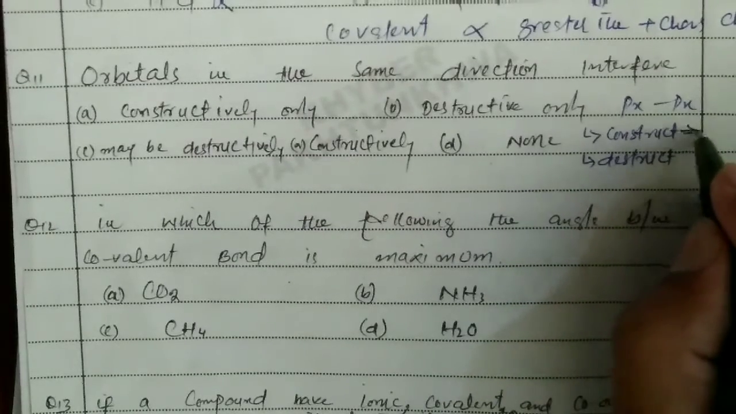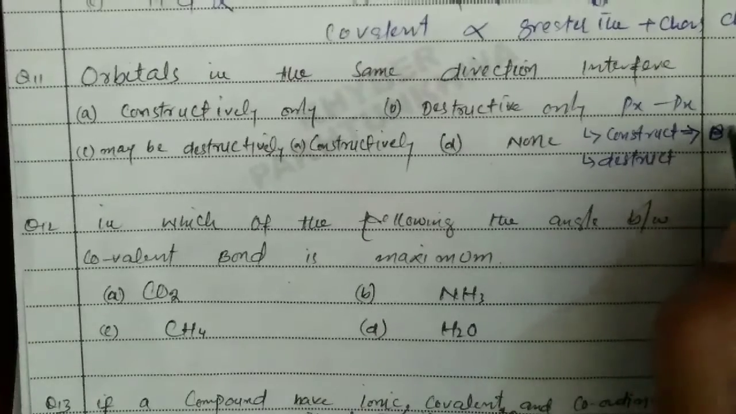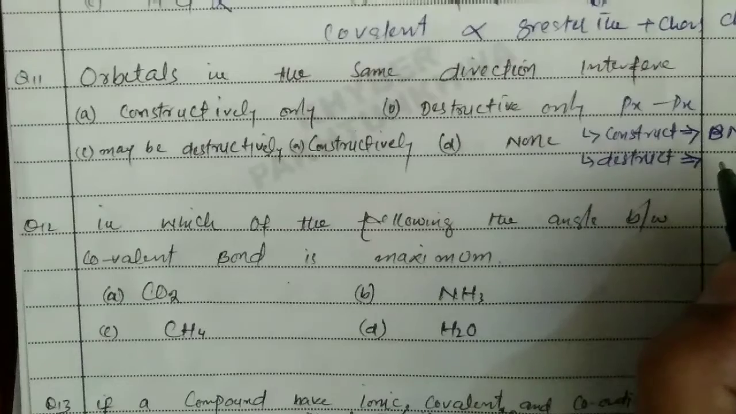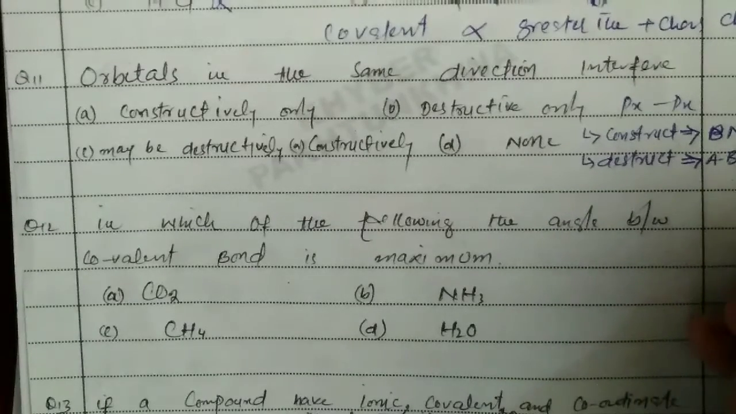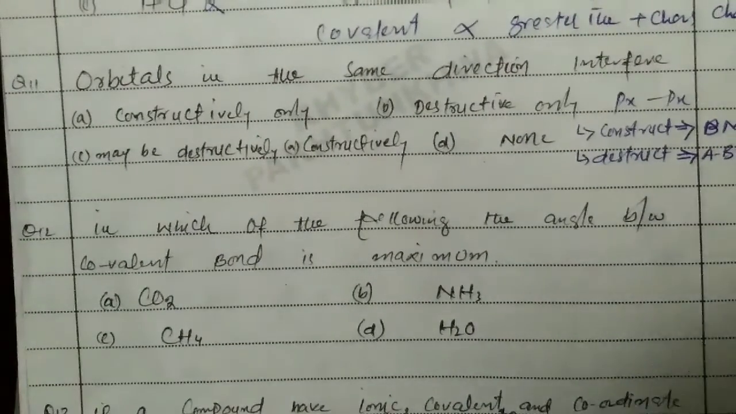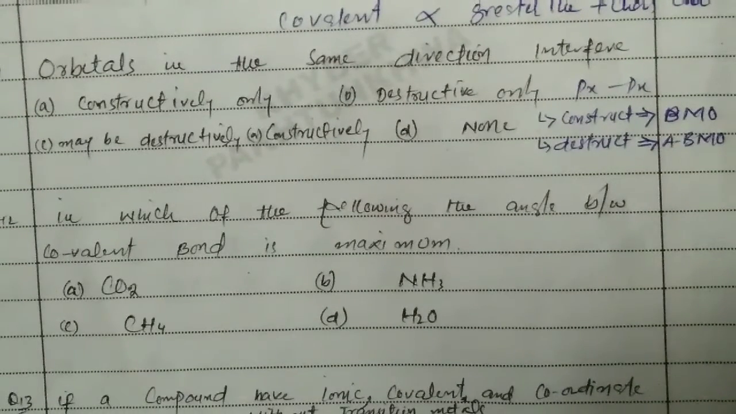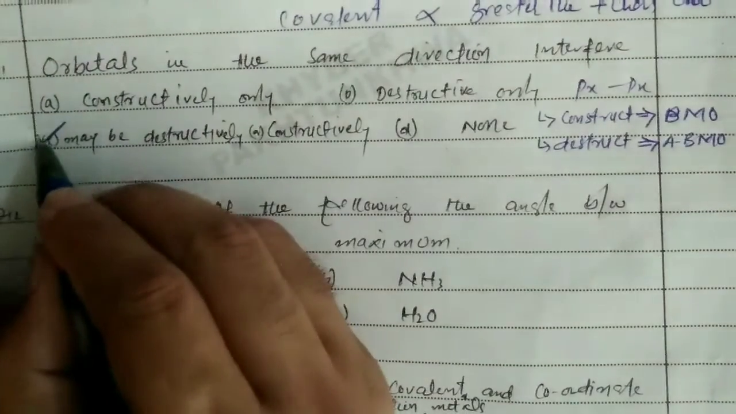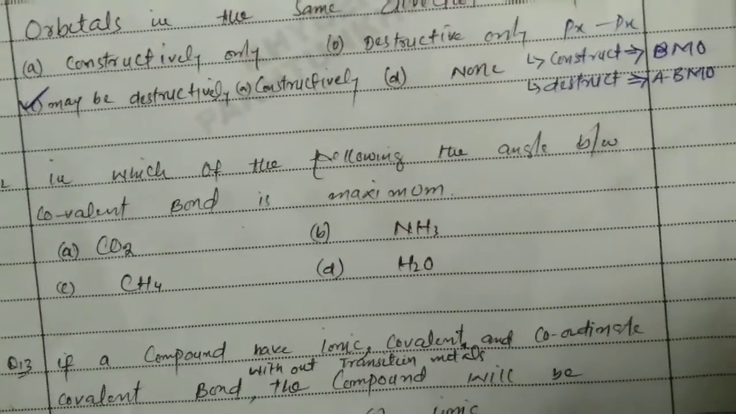Now consider, the orbital which is formed by the constructive interference is called bonding molecular orbital, BMO, and those formed by the destructive interference of atomic orbitals are called anti-bonding molecular orbitals. Now when orbitals interfere, for example, 3 atomic orbitals from one side and 3 atomic orbitals from another side, so 6 atomic orbitals overlap, it forms 6 molecular orbitals, and half of those will be bonding and half will be anti-bonding. Meaning when atomic orbitals interfere with each other, their interference may be constructive, may be destructive, because both bonding molecular orbitals and anti-bonding molecular orbitals are formed. So option C is the correct one.